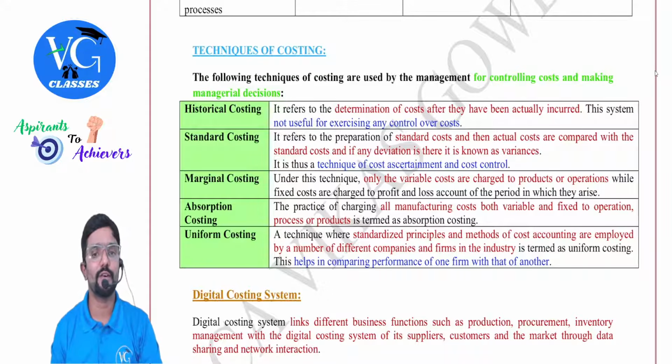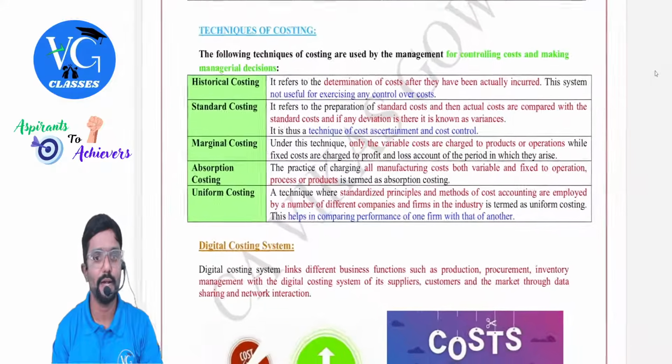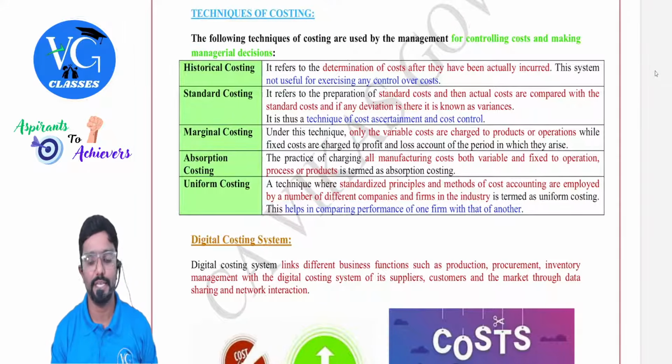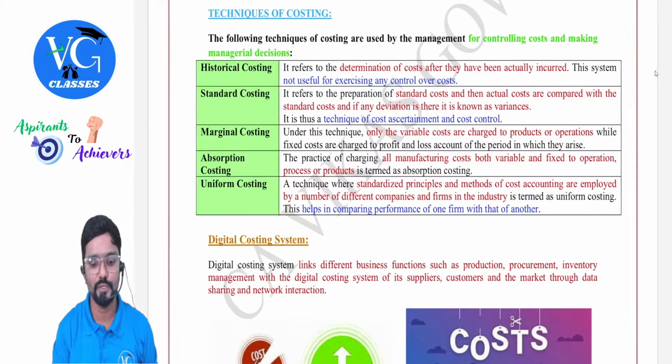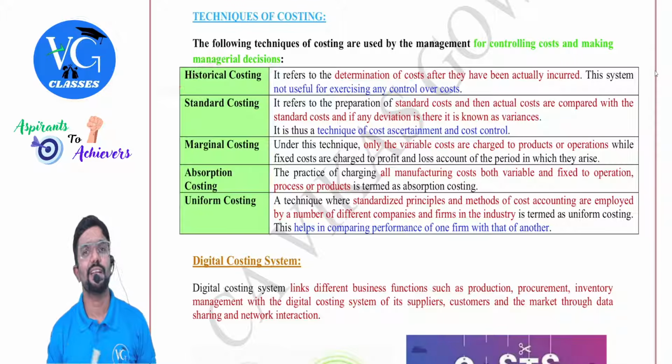The following techniques of costing are used by the management for controlling and making managerial decisions. So that means this is used for decision making purpose. One by one. First, historical costing.